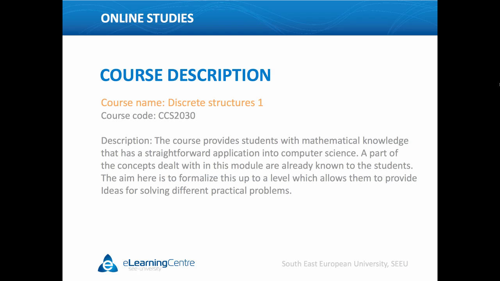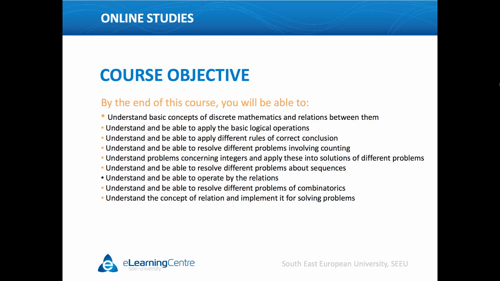Here is given a description of the course. The course provides students with mathematical knowledge that has a straightforward application in computer science. A part of the concepts dealt with in this module are already known to the students, for example the part for set theory and the part for functions, which were already learned in the course of mathematical analysis during the first semester. Also, some parts of relations are already known. But the aim here is to formalize this up to a level which allows them to provide ideas for solving different practical problems, especially in the field of computer science.